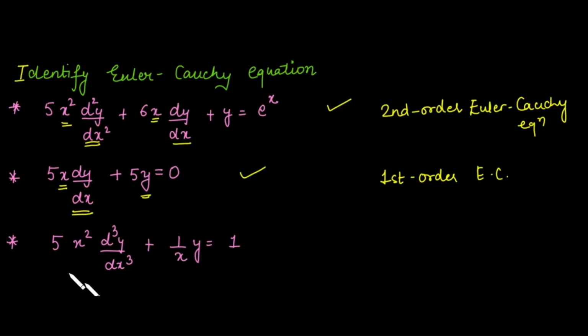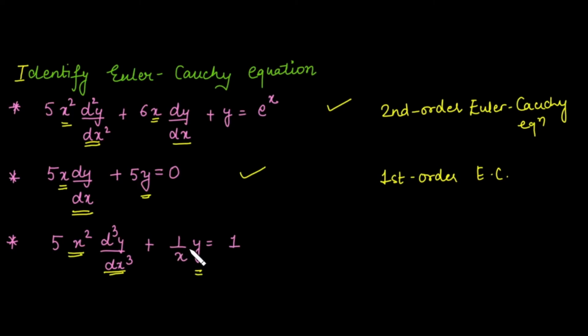Now what about the third one? So in this case, third order derivative is there. Do not directly say from here that it is not a Euler-Cauchy equation. Let's observe the next term. In the next term, we have 1 by x into y. Y means there is no derivative, so there should not be any x. But it has a coefficient 1 by x. Now the point is, can you rearrange the term? And after that, we have Euler-Cauchy equation.